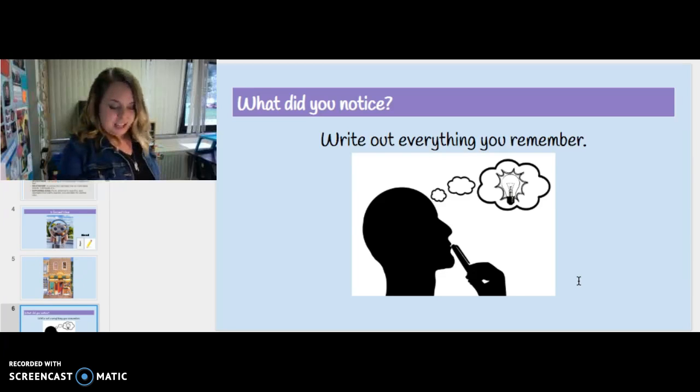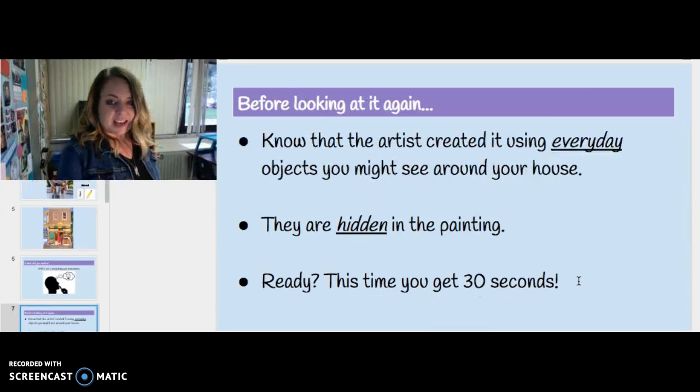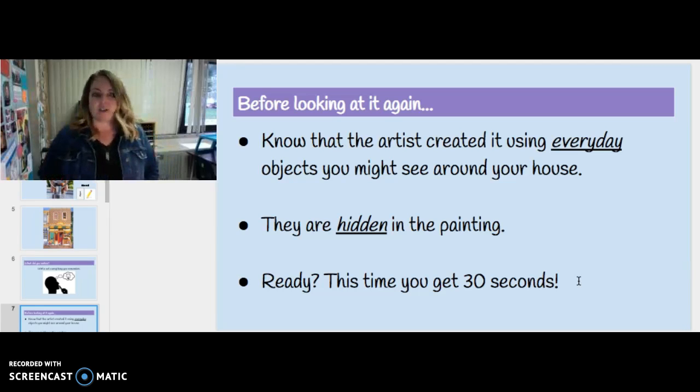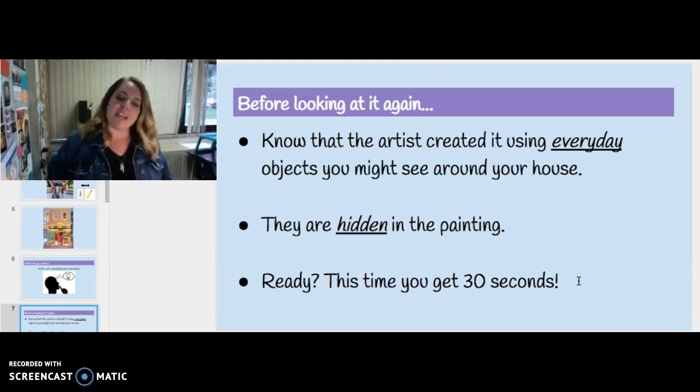Okay, so there's a good chance that you did not see some certain things. I want you to know this about the picture, that the artist created it using everyday objects that you might see around your house. And those things are actually hidden in this painting. And so I'm actually going to show you the picture again, but this time I want you to take more like 30 seconds to view it. And I want you to look and really look closely and see. I think you're going to see some different things this time. So I'm going to go to the picture again and then pause the video and give it about 30 seconds.